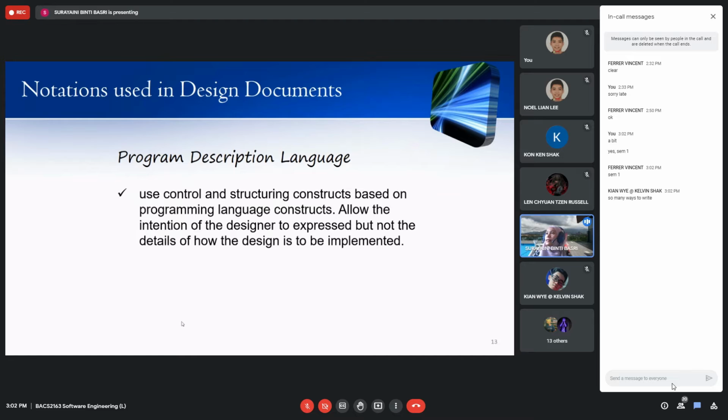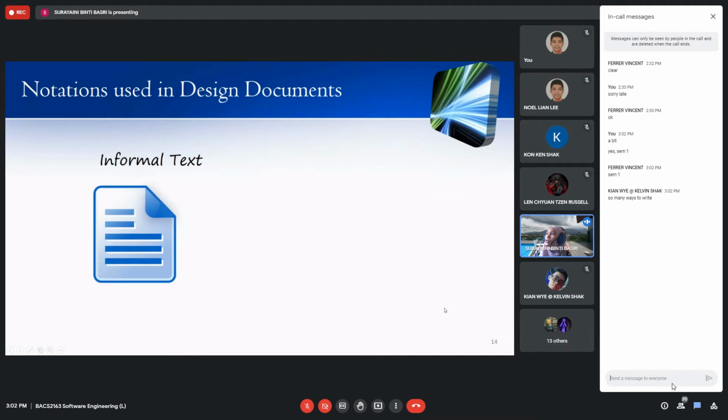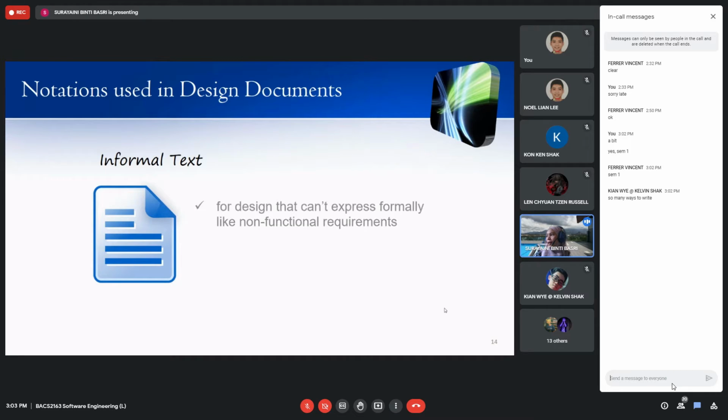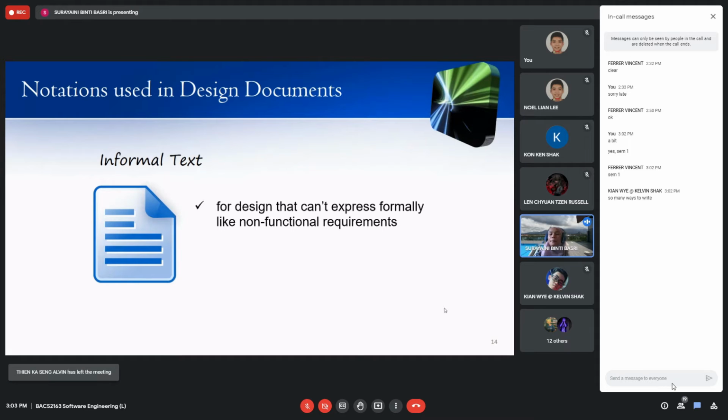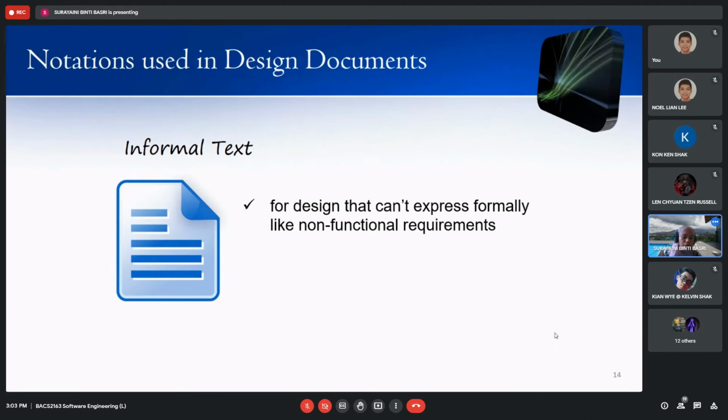After that, the third notation that we can use in the design document is informal text. This informal text is usually natural language, the language that we use now. Informal language can be used to explain some of the graphical notation. So informal text will be used for design that cannot be expressed formally, like non-functional requirements.